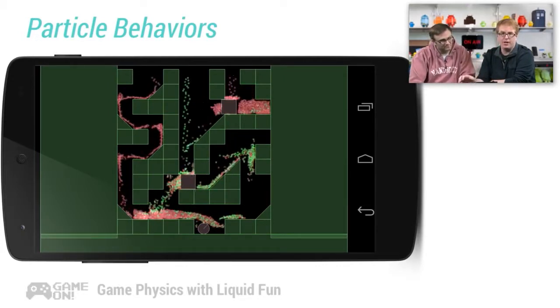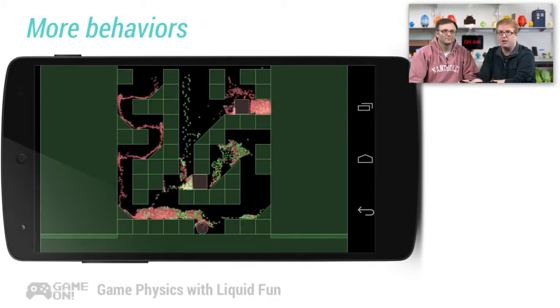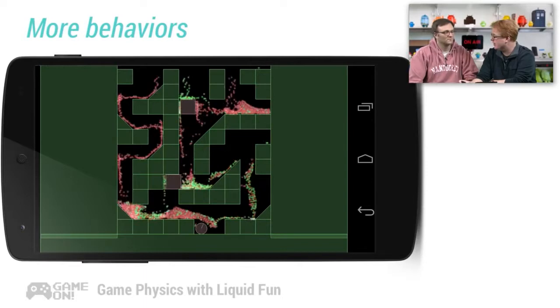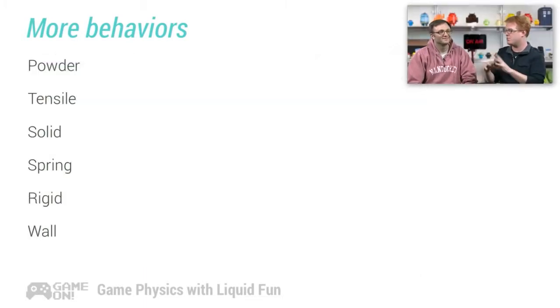And we have more particle behaviors besides even these, like powder and tensile and wall and things like that. What does powder mean? So powder would be something like smoke. It doesn't stick to walls very well, and it doesn't want to stick to itself very much at all. You can read more about all of these in the user manual that we have.